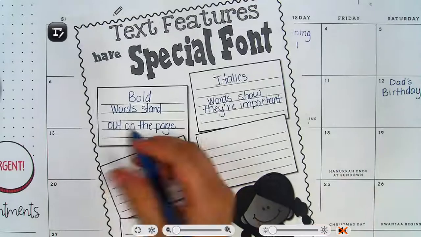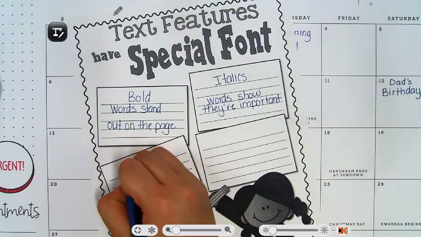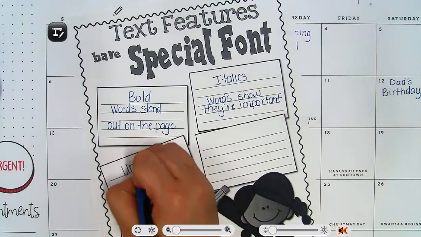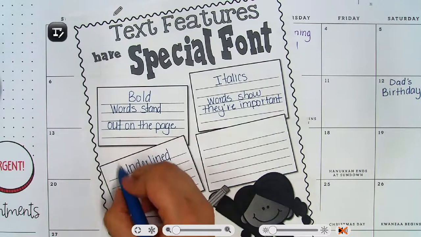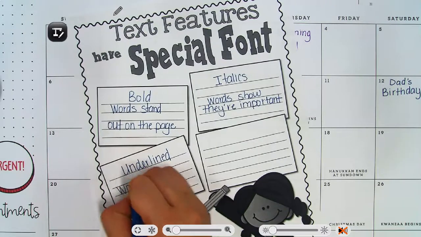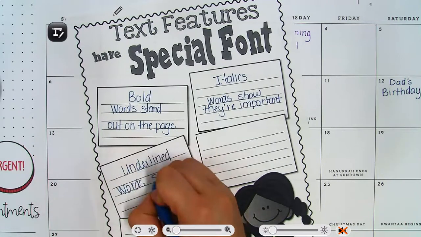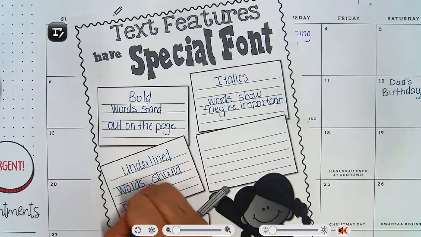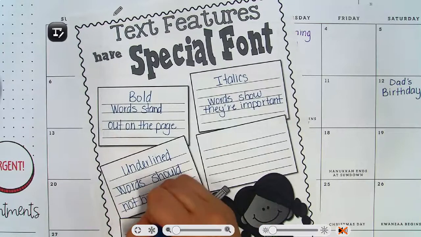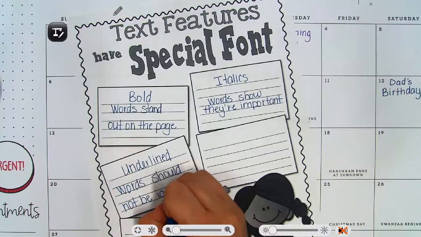Sometimes they underline it. And this may mean that words should not be ignored. So like, hey, pay attention to me. I'm going to underline it. This is also important.